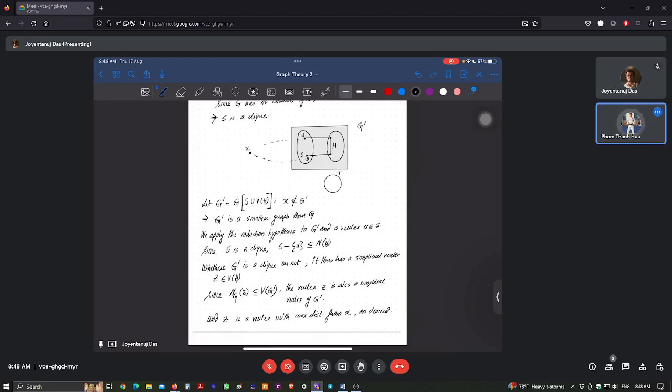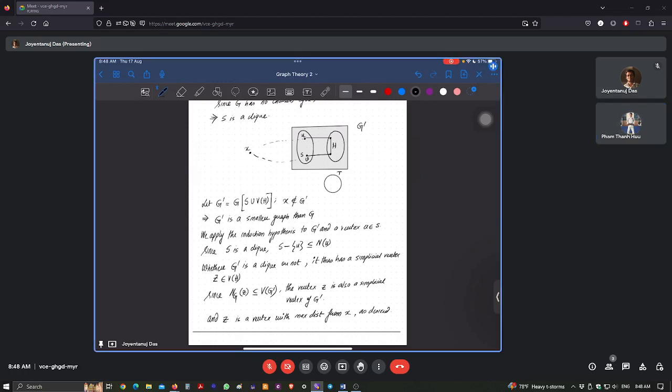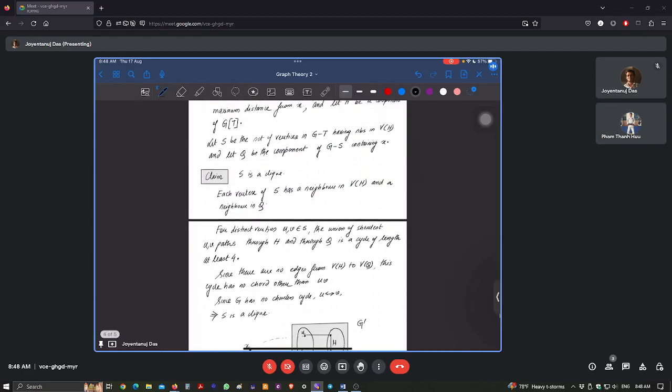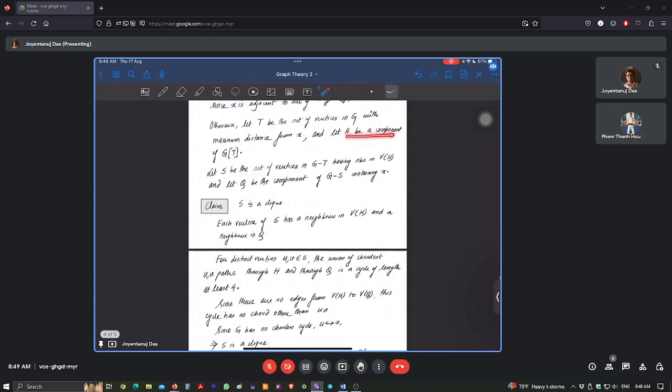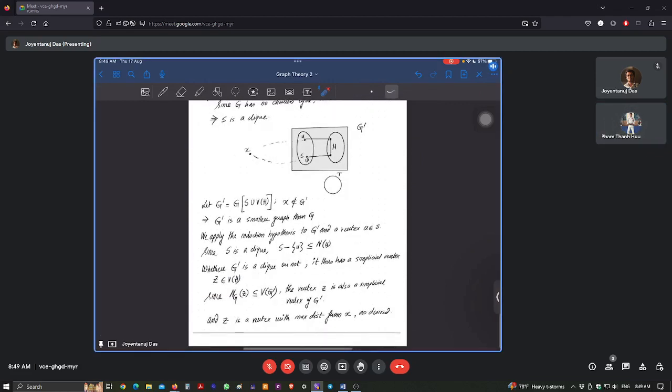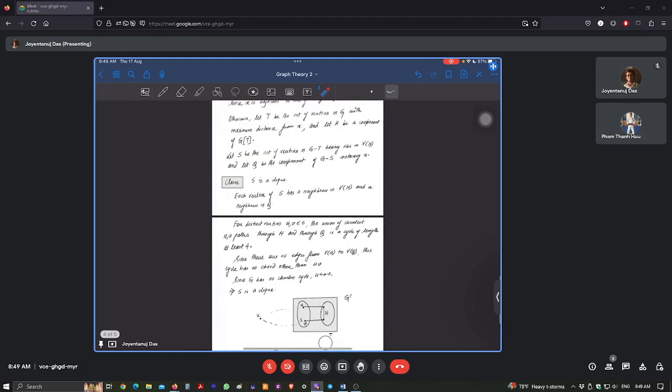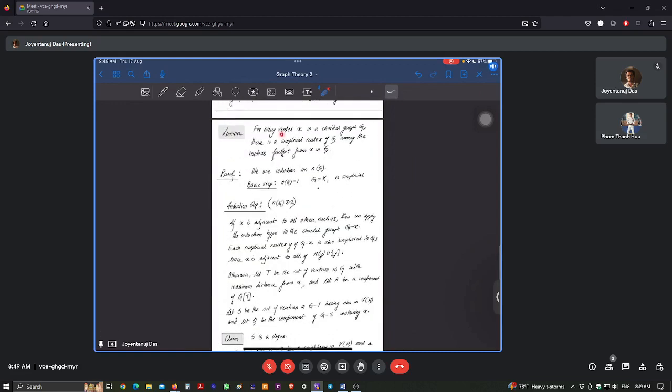Because Z we are choosing from vertex of H, right? And H is a component in G of T, where T is the set of vertices in G that are at maximum distance, right? So that's why this Z satisfies the condition. So it is a vertex with maximum distance from X as well as it is a simplicial vertex. So this is what actually we wanted to prove. We wanted to prove that for every vertex X, we will find a simplicial vertex that is among the farthest from X.